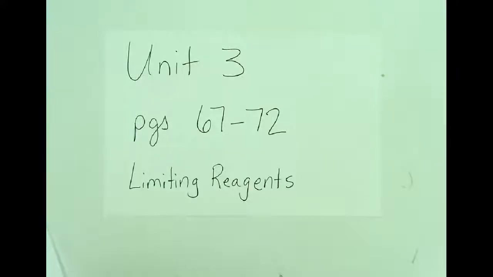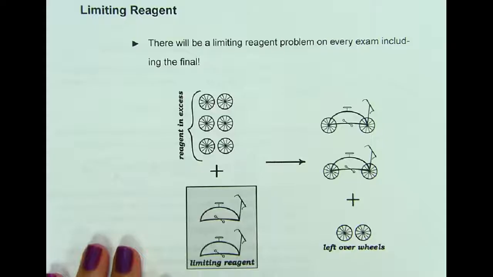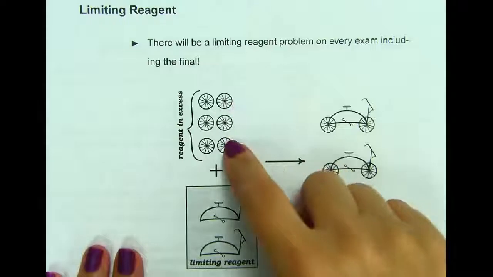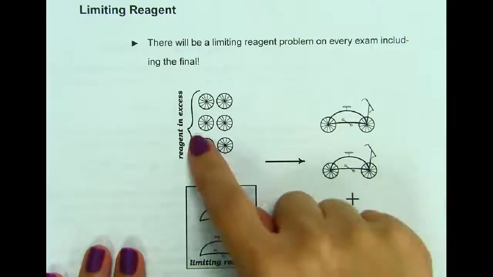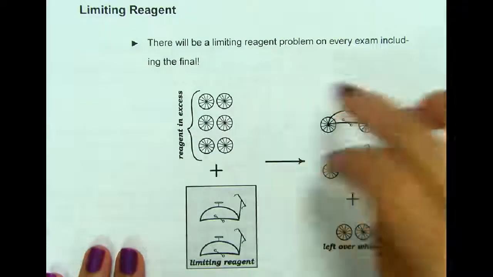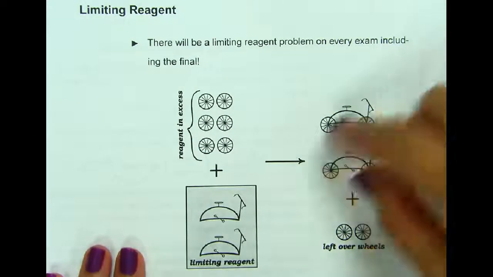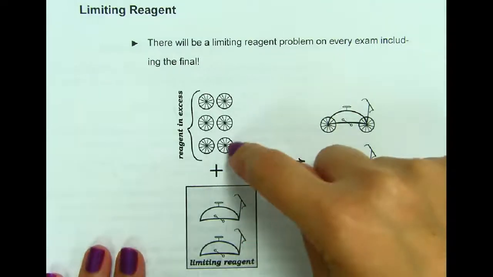Unit 3, pages 67 to 72, limiting reagent. So in this diagram, you can see that we start out with 6 wheels and 2 bike frames. And from these two, when you combine them, you can only make 2 bikes total, because for every 1 frame, there's going to be 2 wheels.